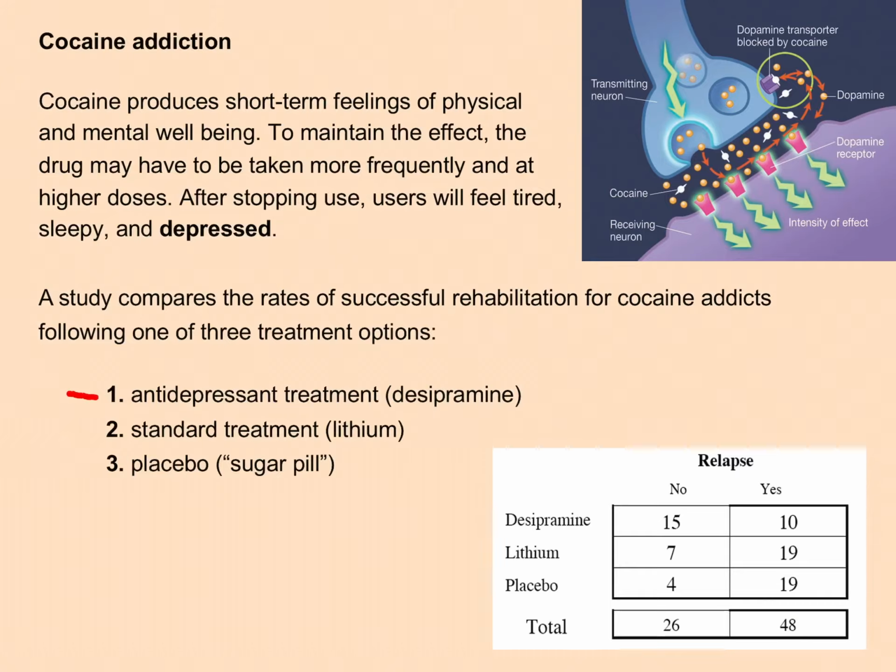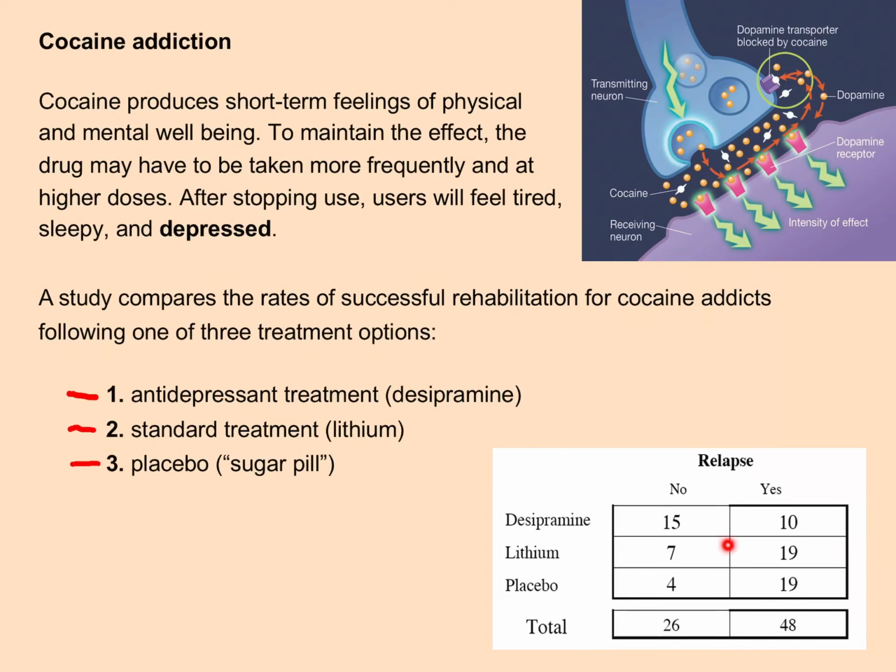There's an antidepressant, desipramine. It's a fairly new treatment. There's a standard treatment, which is lithium, and there's a placebo, which is a sugar pill. So this study is looking to see if any one of these three treatments effectively reduces depression and therefore helps to prevent relapse. Relapse is when somebody goes off of a drug, but then because of the effects of going off the drug, they go back to the drug because the symptoms of going off the drug are so severe. So relapse is a bad thing.